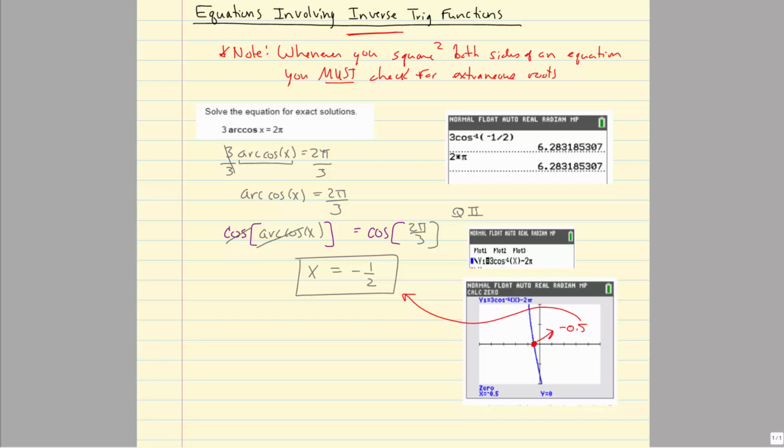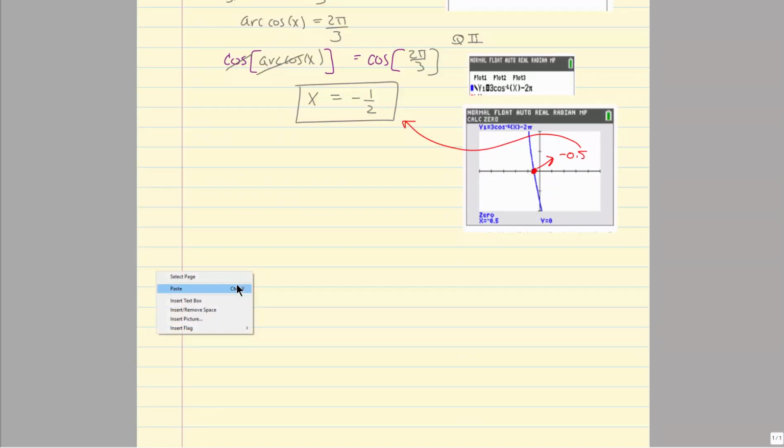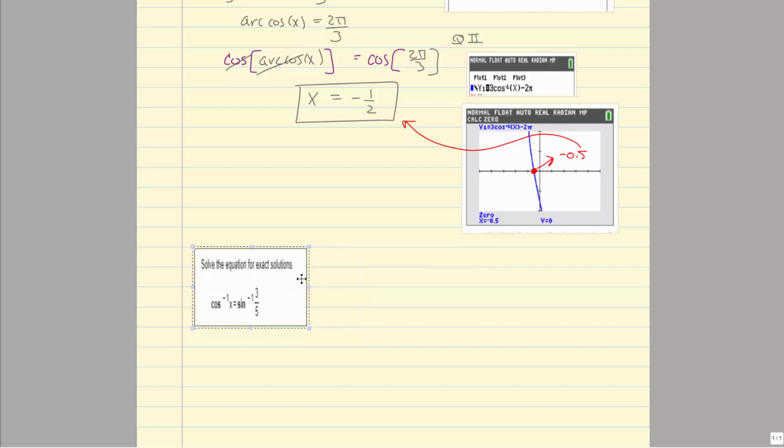Now we can set these up quite a few different ways. Let's go ahead and look at our next example. Well, this next one has two inverse trig functions that we'll need to work with. So what we want to do is get x by itself on the left-hand side.